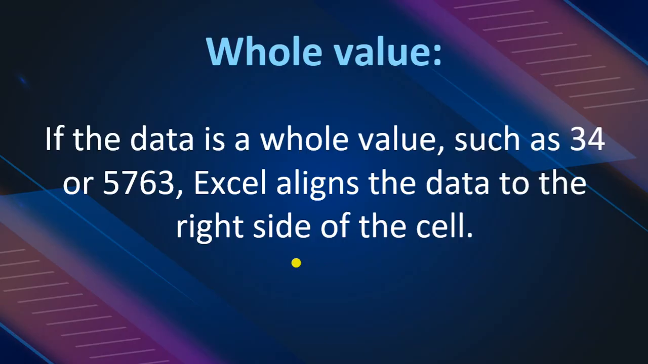Now, thirdly, we have the whole value. If the data is a whole value such as 34 or 5763, Excel assigns the data to the right side of the cell. A whole number is a number that does not have any fraction or any decimals. Those numbers are called whole numbers. So if you have a whole value, it will be assigned to the right of the cell.